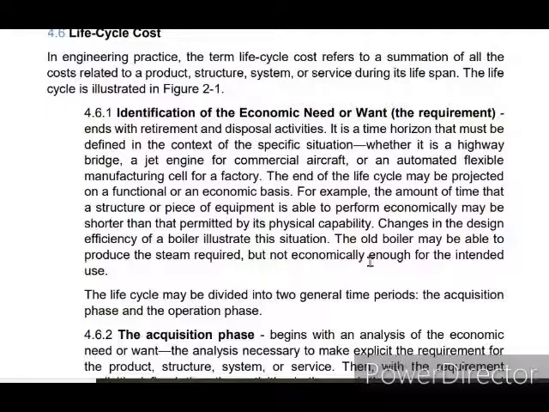Okay, so changes in the design efficiency of a boiler illustrate this situation. For example, a boiler. Have you seen a boiler? A boiler is a machine that provides steam. Okay, so steam is used to cook something, to cook the product, because steam has a very high temperature. So the old boiler may be able to produce the steam required, but not economically enough for the intended use.